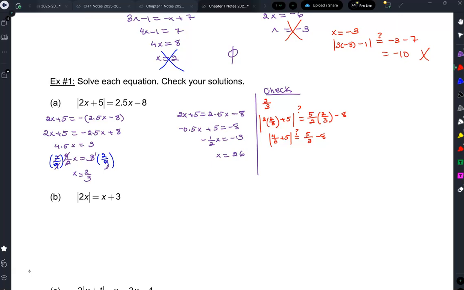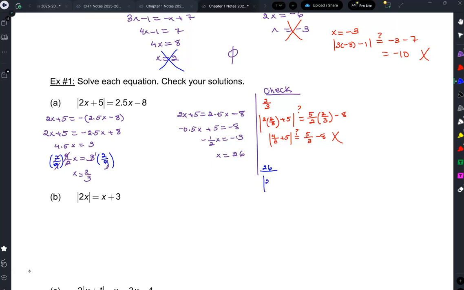No. So first of all, 5 over 3 is what? Like 2 something? Minus 8, that's going to be a negative number again, right? You can't have that equal to an absolute value, so that's going to fail. Okay, what about the other one? Oh man, I hope we get one that works soon.